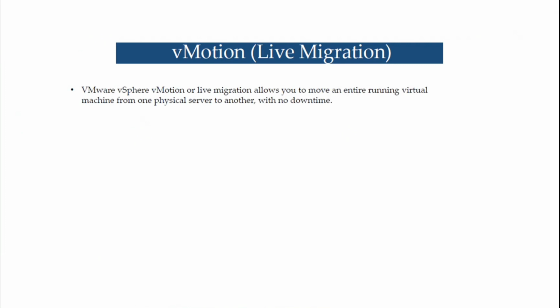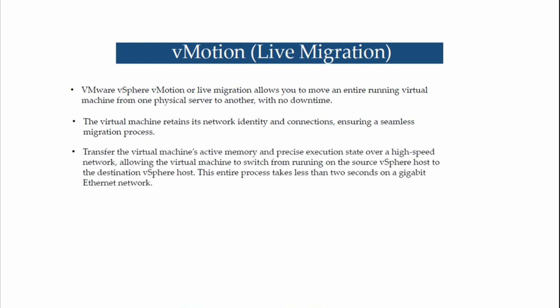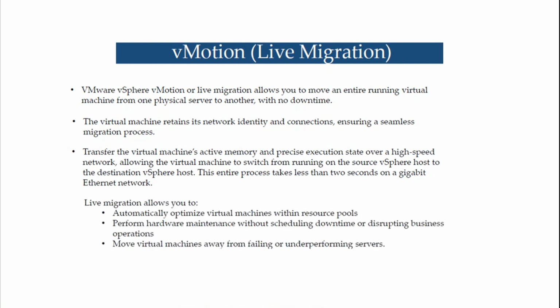I already explained it. vMotion is for live migration, and it transfers the virtual machine's active memory and precise execution state, and the entire process takes less than 2 seconds, and it allows you to automatically optimize virtual machines and move virtual machines away from failing or underperforming servers.